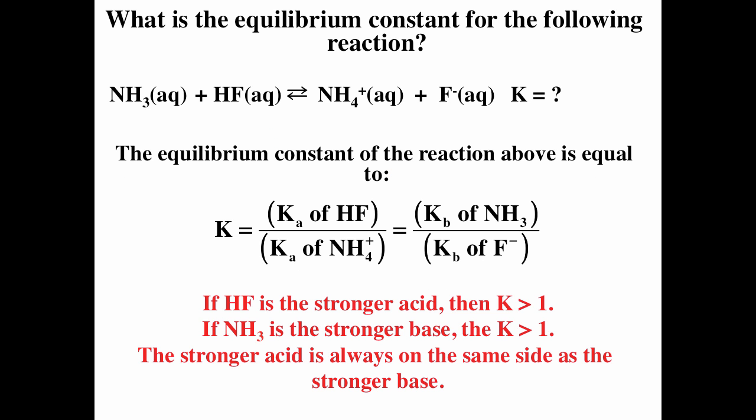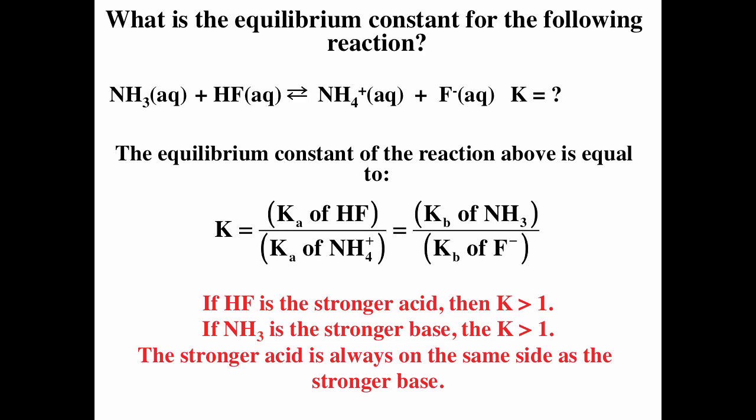What we found is that the equilibrium constant for that top reaction is equal to Ka of HF divided by Ka of ammonium ion. It's also equal to Kb of ammonia divided by Kb of F minus. Those two have to be equal to each other. Now this is actually a result of the conjugate relationships that you should learn from acid-base chemistry: Ka of the acid times Kb of its conjugate base is equal to Kw.